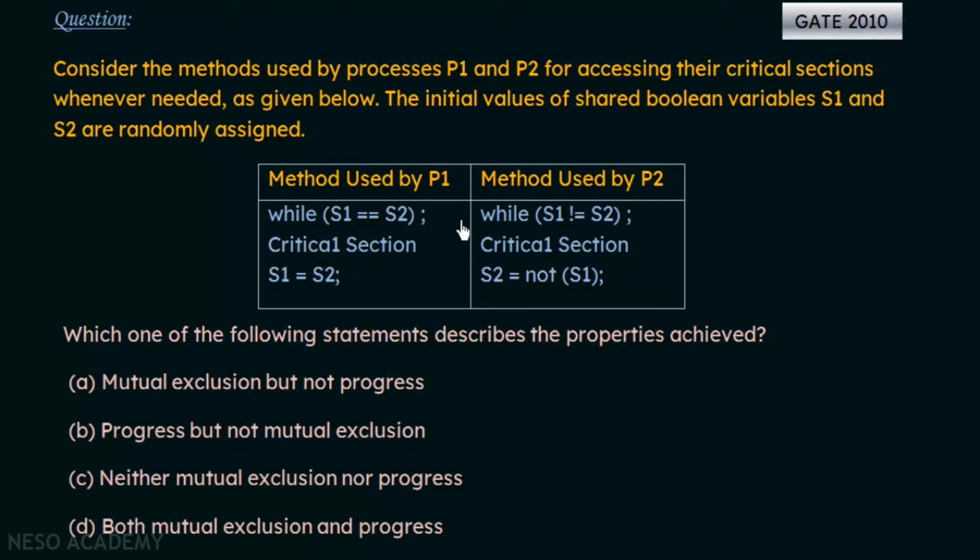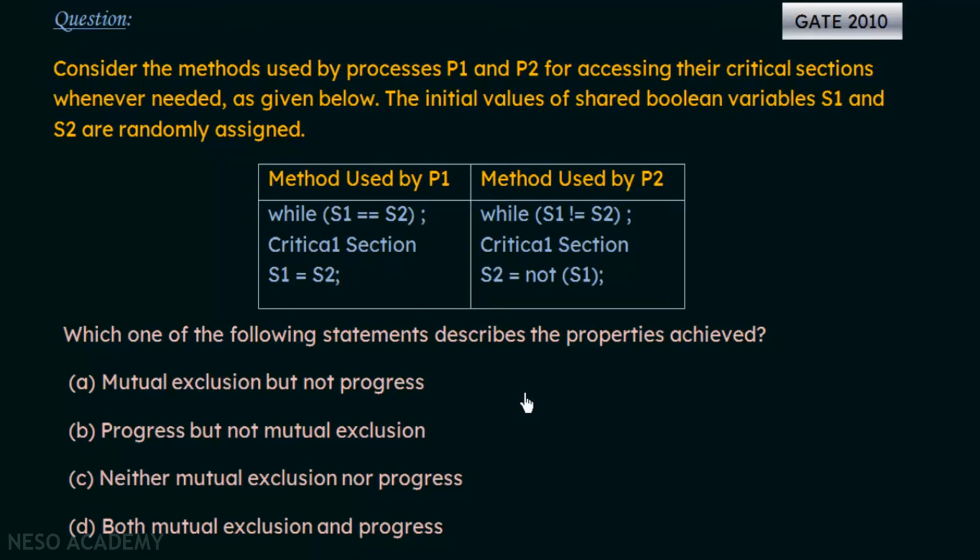So we see the two different conditions here, and it is clear that both of them cannot be in the critical section at the same time, because when one condition is true, the other becomes false. So both of them cannot be in the critical section at the same time. So mutual exclusion is achieved for sure. So before we go to the options, let's also see if progress is achieved or not.